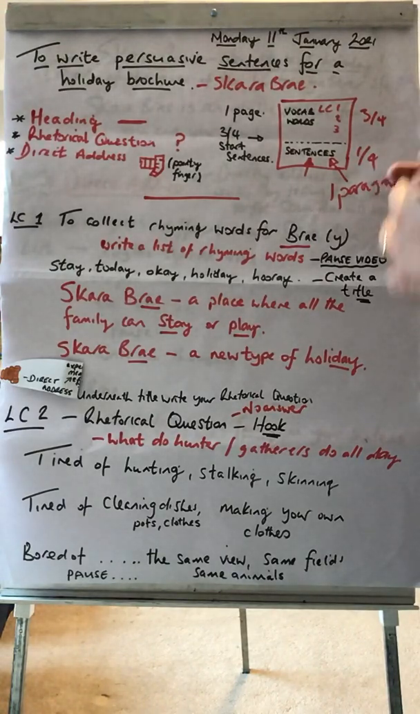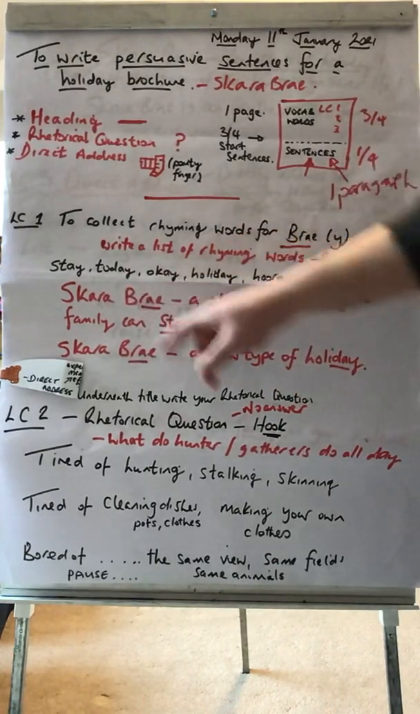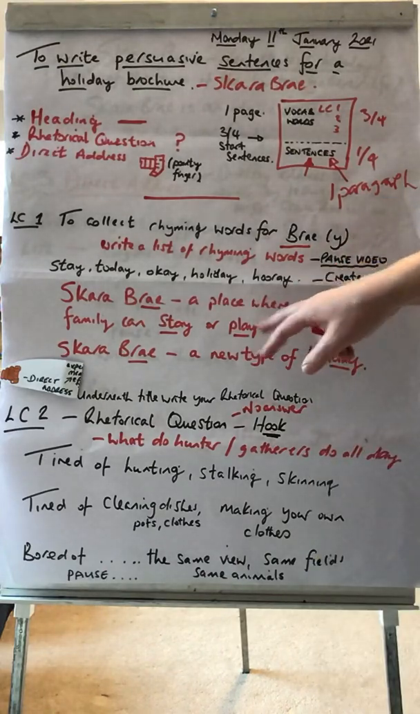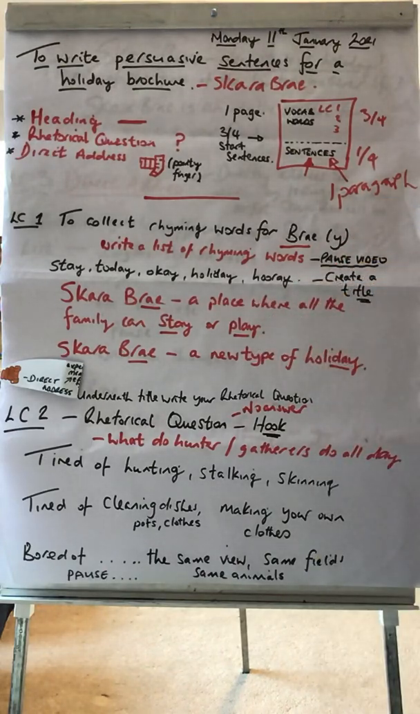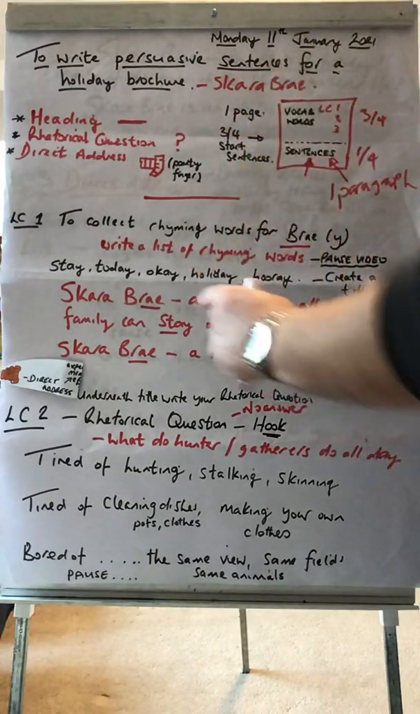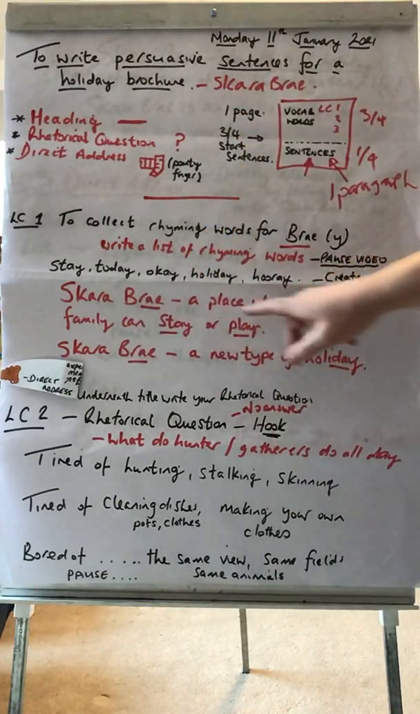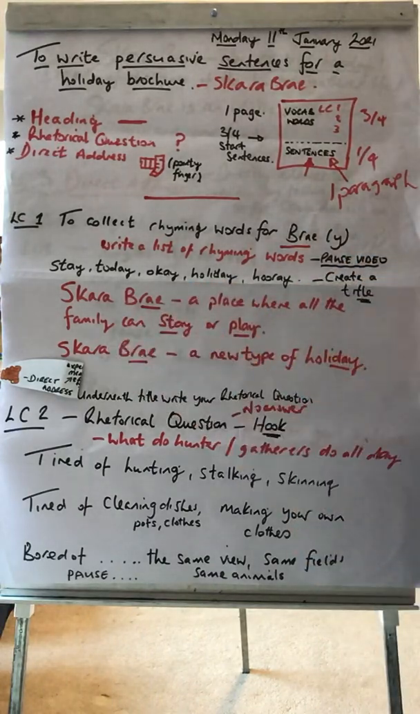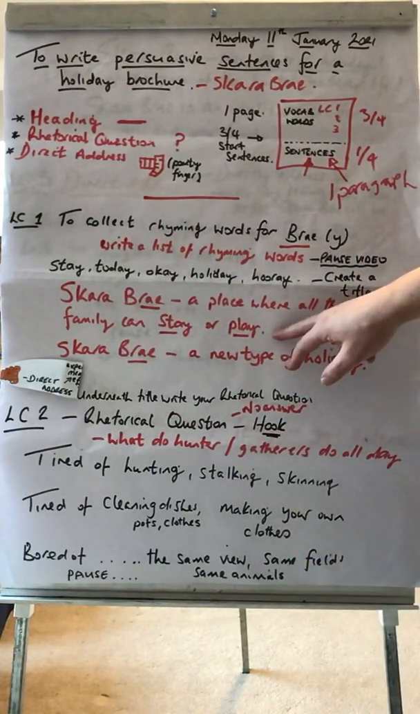Okay, now you're going to put those rhyming words into a title. It must start with Skara Brea, okay, and then you use one of your rhyming words at the end in order to complete your title. So, for example, my title is Skara Brea, a place where all the family can stay, or I can replace stay and put play, because they both rhyme.